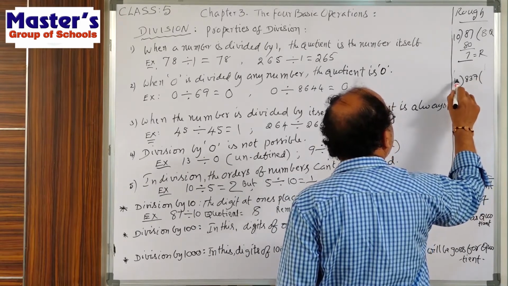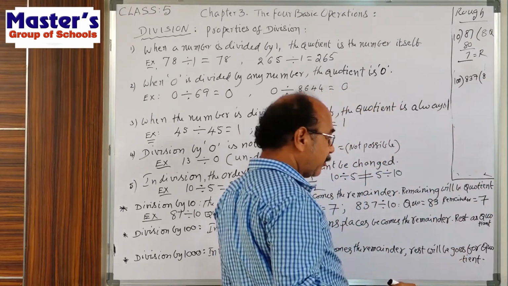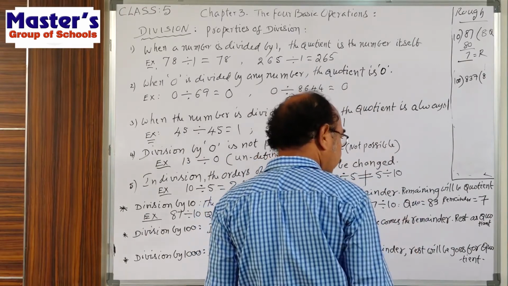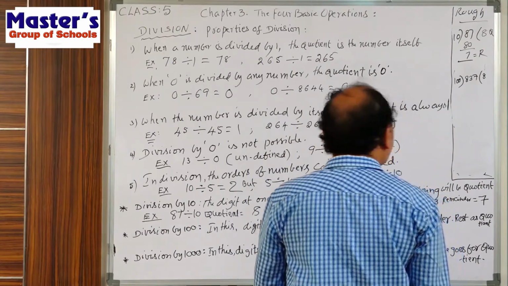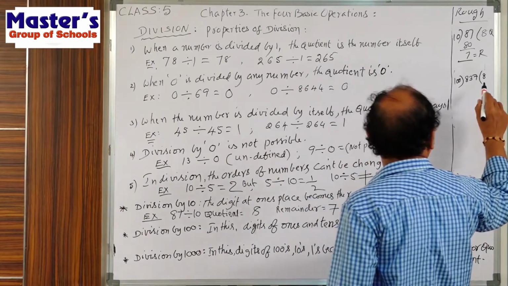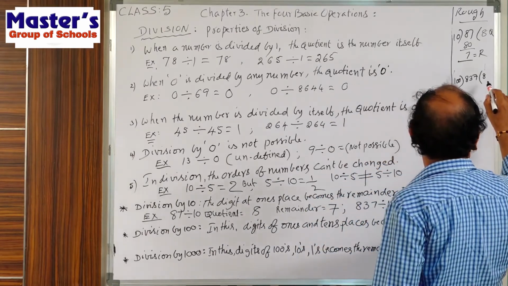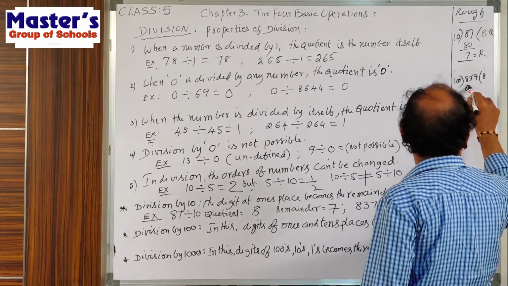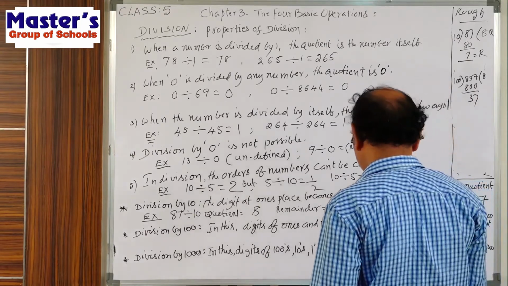Divide this by 100. 8 into 100, okay, children. 8 into 100 is 800, 837. So here 837, so 800. 37 is the remainder.